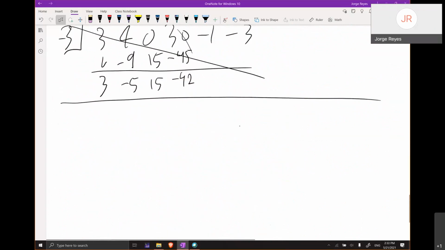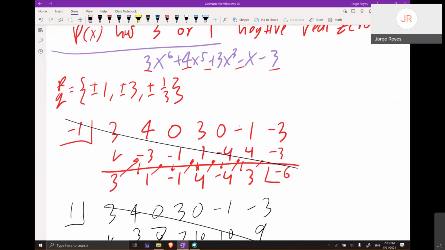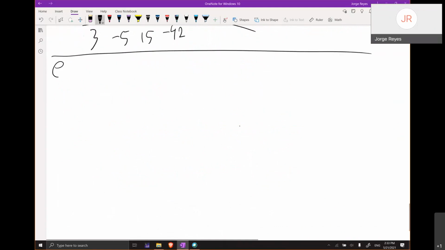Okay, but really this is it. This is the entire section. It's just the rational roots theorem. And now you can use the rational roots theorem to factor polynomials. And here's also where you just have to trust me, right?